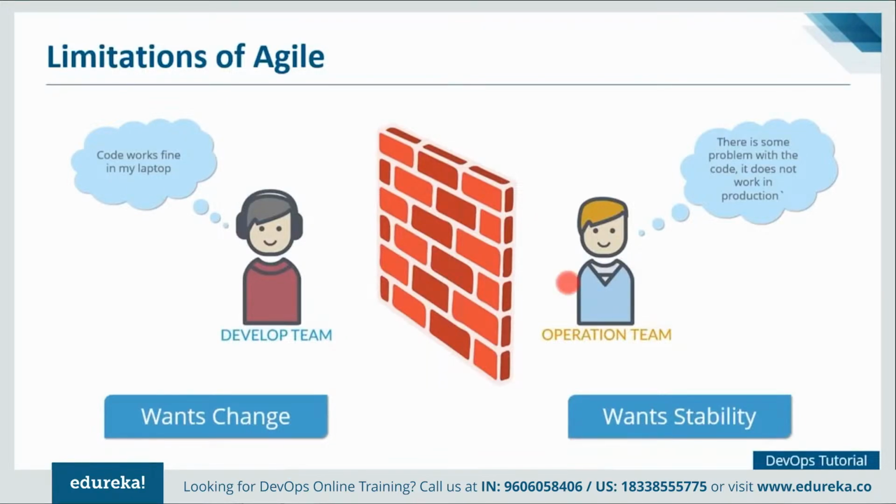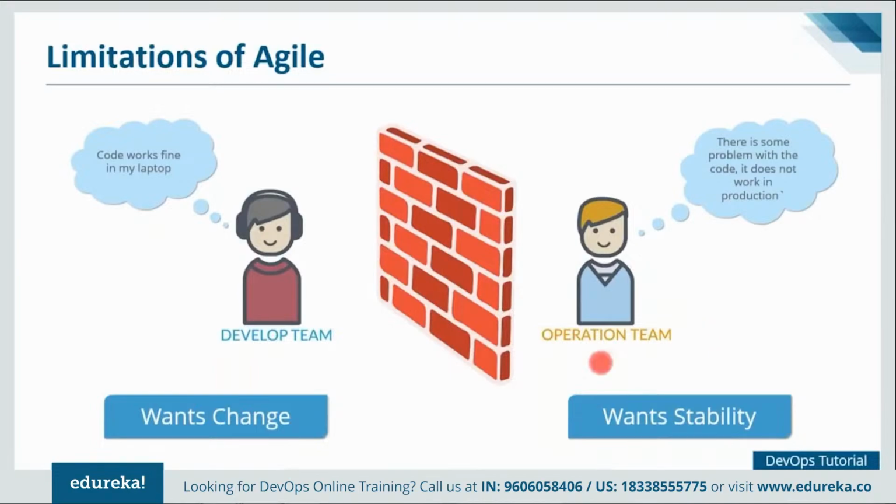There's a very common conflict that happens, and a lot of you can relate to it: the code works fine on the developer's laptop, but when it reaches production, there is some bug in the application, or it does not work in production at all. This is because of some inconsistency in the computing environment, due to which the operations team and the dev team used to fight a lot. There were a lot of conflicts at that time.